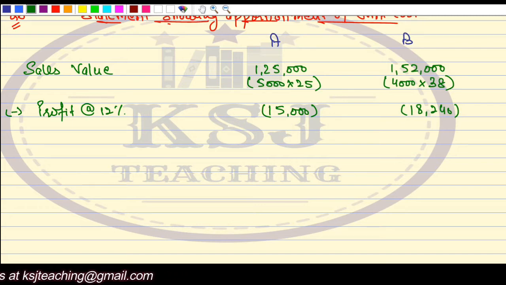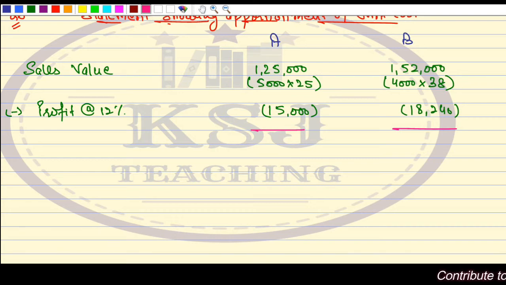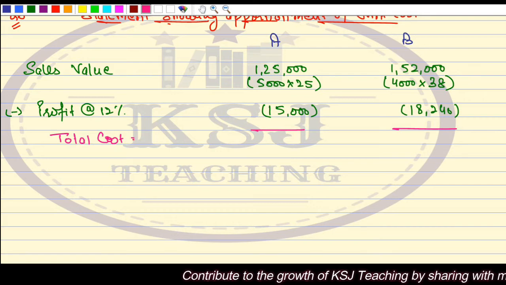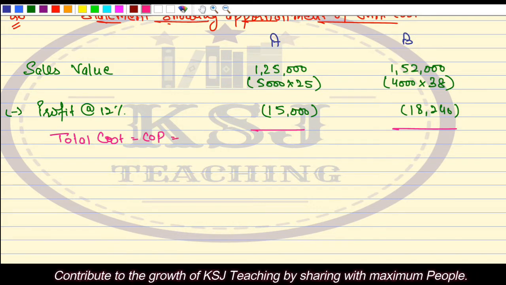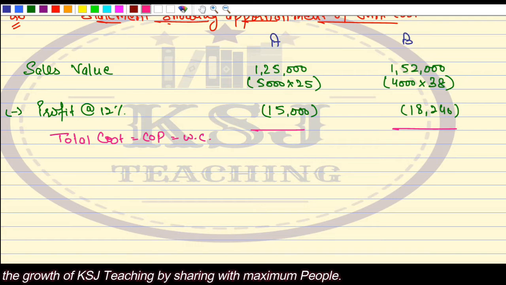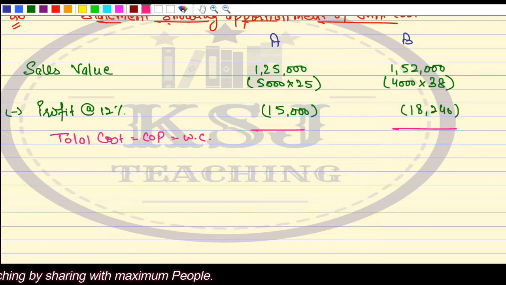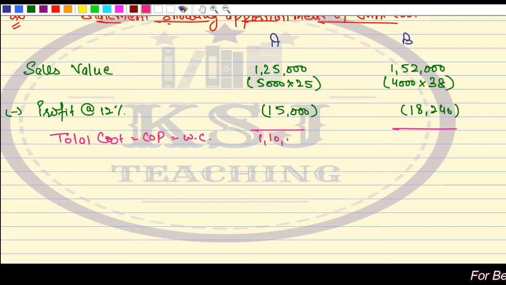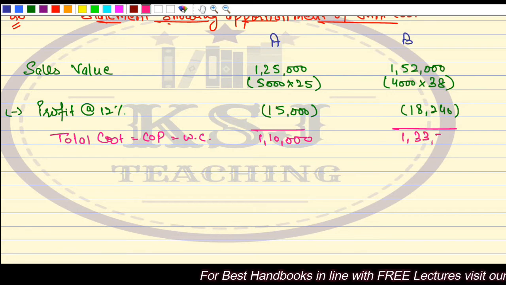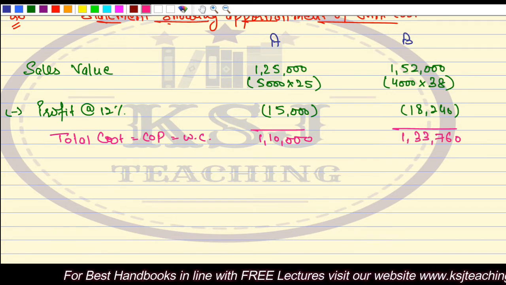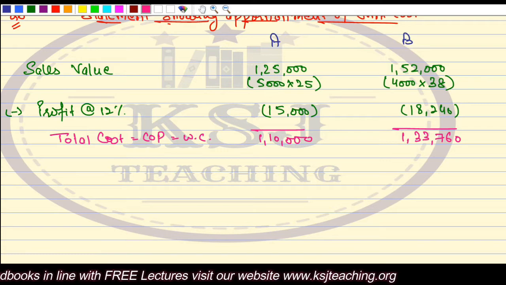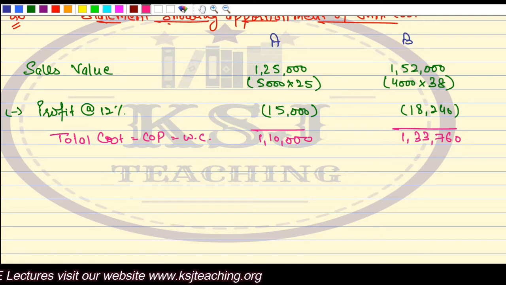Clear? From here, what you will get? From here, you will get the total cost. Total cost, or what we call cost of production also, or works cost also. So all these are different names, right? So this comes out to 1,10,000 and 1,33,760. Clear?